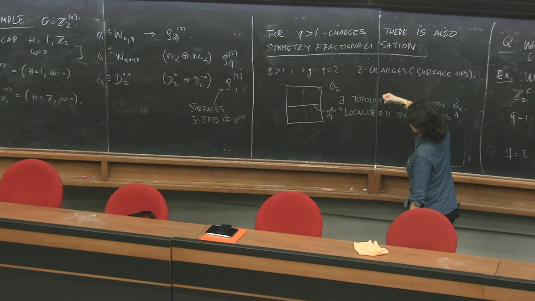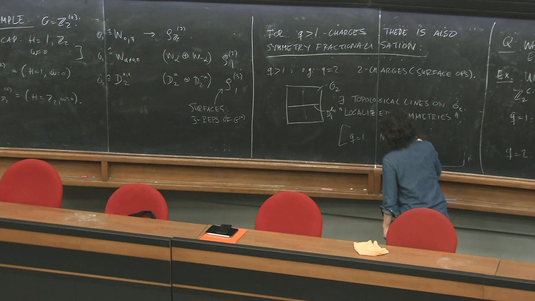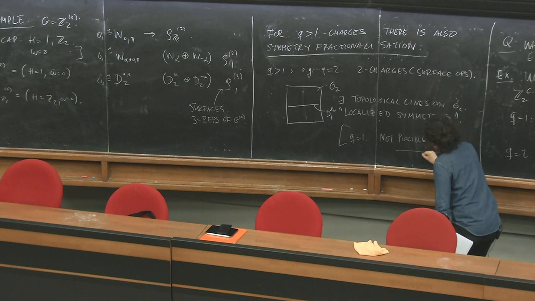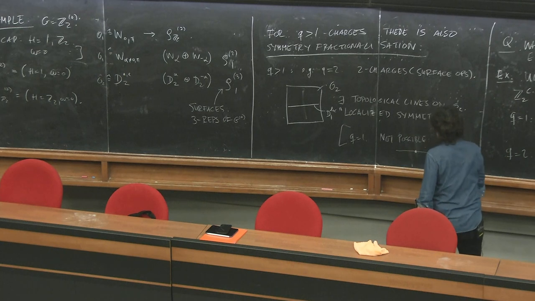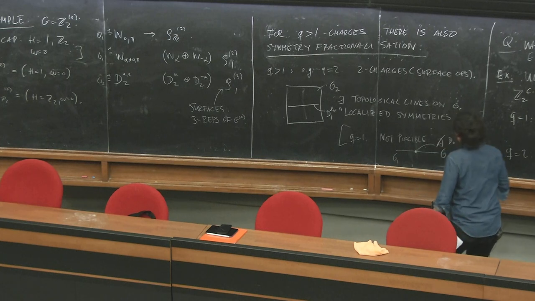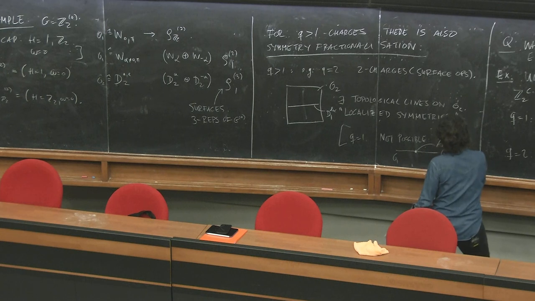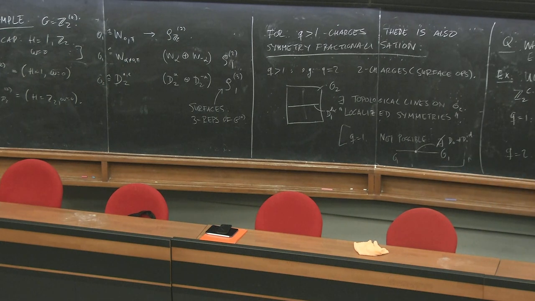So this can't happen for Q equals 1. For Q equals 1, this is not possible. Because if I have a simple operator here, I can't have some non-trivial local operator sitting there. Then it would change this line. There's no such D0, if this is really a simple line, that's actually non-trivial. And that's not coming as an induced symmetry. So these are induced symmetries.